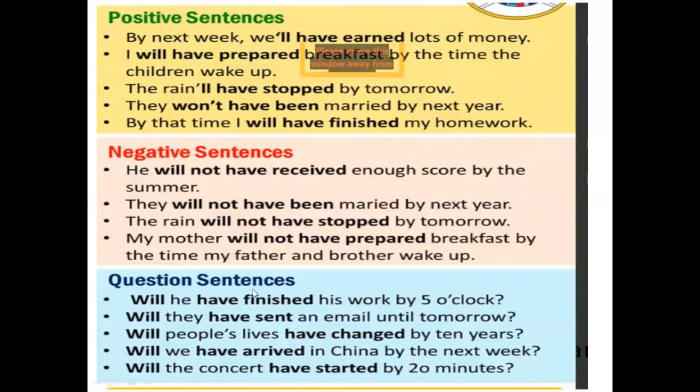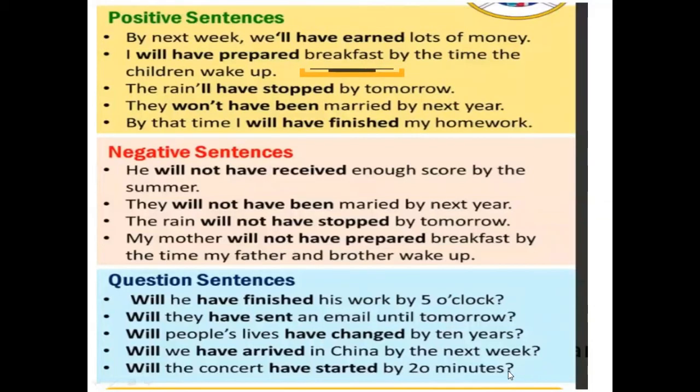Now the question sentences are the same as the interrogative sentences. Will he have finished his work by 5 o'clock? At the end of a sentence, let's see that we have marked the interrogation. Okay. Will they have sent an email by tomorrow? Sign of interrogation, because that is an interrogative sentence. Will people's life have changed in 10 years? Will we have arrived in China by next week? Last sentence, will the concert have started by 20 minutes?